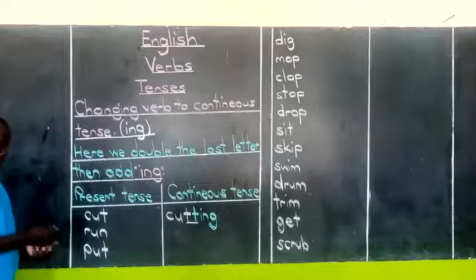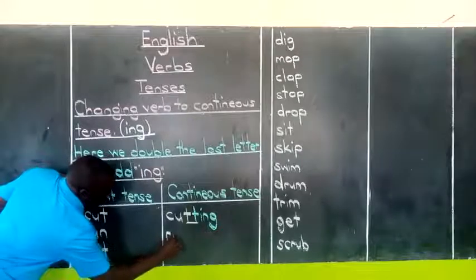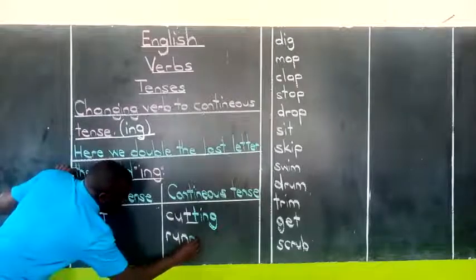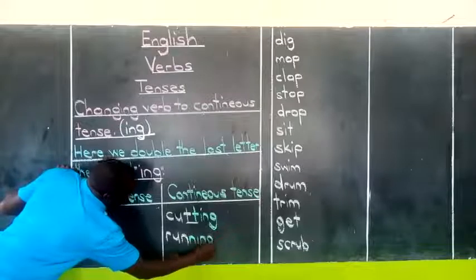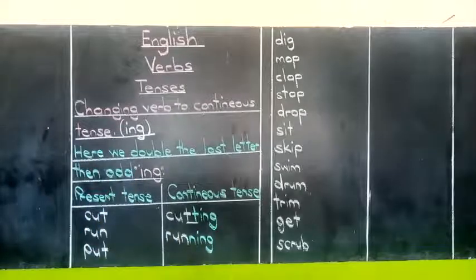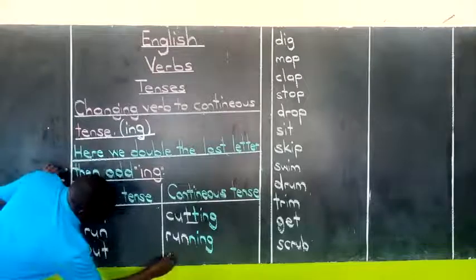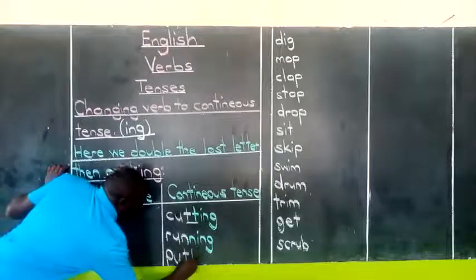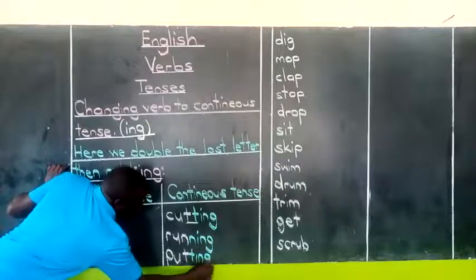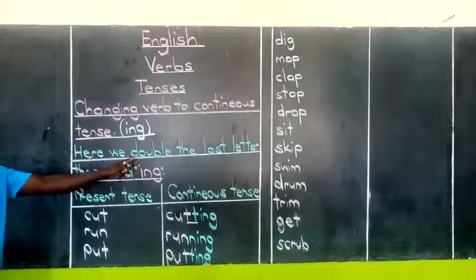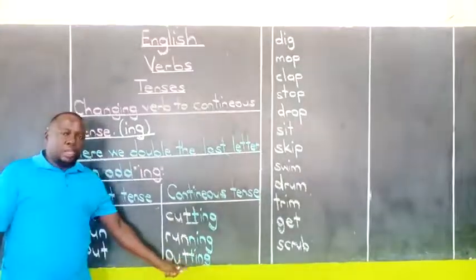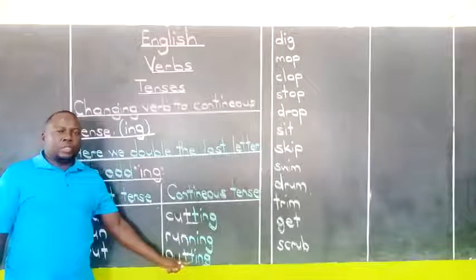Okay? We have run, then we shall have running. Add another n, the same as the one that is there. Then add ing, running. We continue and have put. We have putting. Double. That means add another T, then add ing. This is what it means. Double the last letter. There are two letters which are the same. That is what is called double.